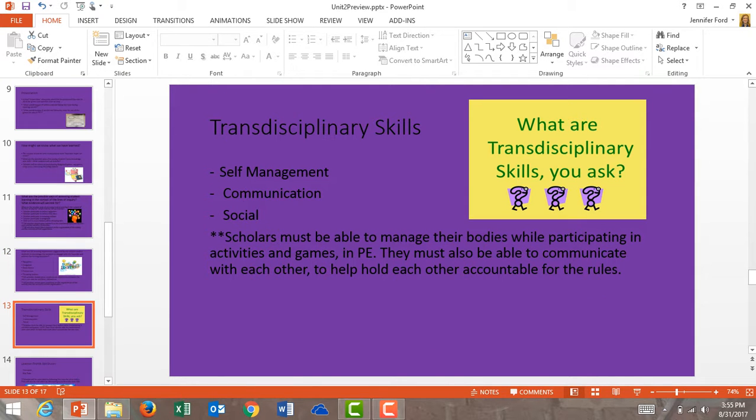Transdisciplinary skills. Okay. Big fancy words for basically this is what we're looking for to see that they can do this. Self-management. They've got to be able to manage themselves as we're doing these activities. Of course, communication within the games. And then, they have to be social. This is not something they're doing alone. Tag games, none of that. None of that is stuff they're doing alone, even going through stations in small groups. How I kind of worded this for our content is scholars must be able to manage their bodies while participating in activities and games in PE. They must also be able to communicate with each other to help hold each other accountable for the rules.